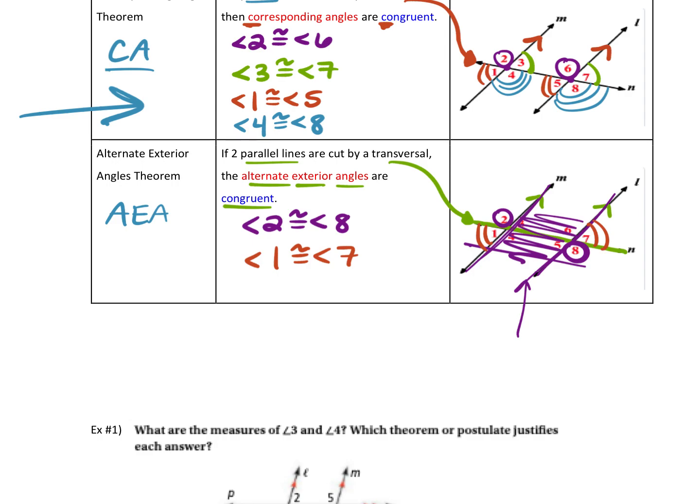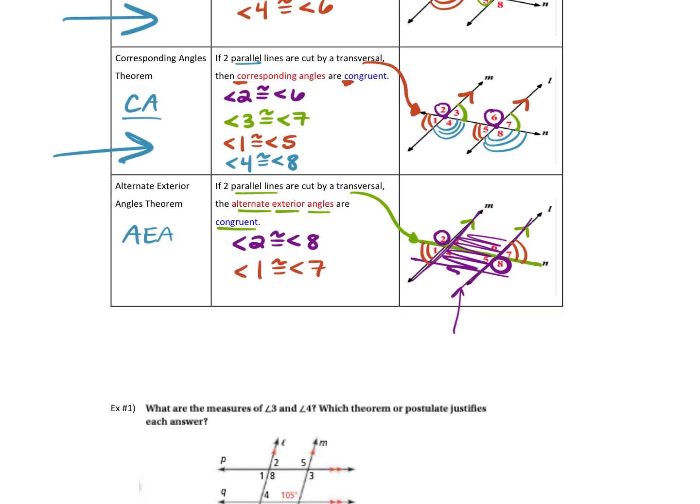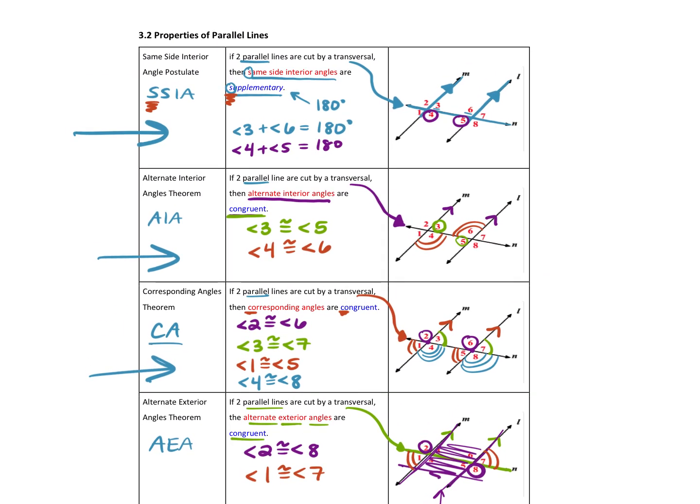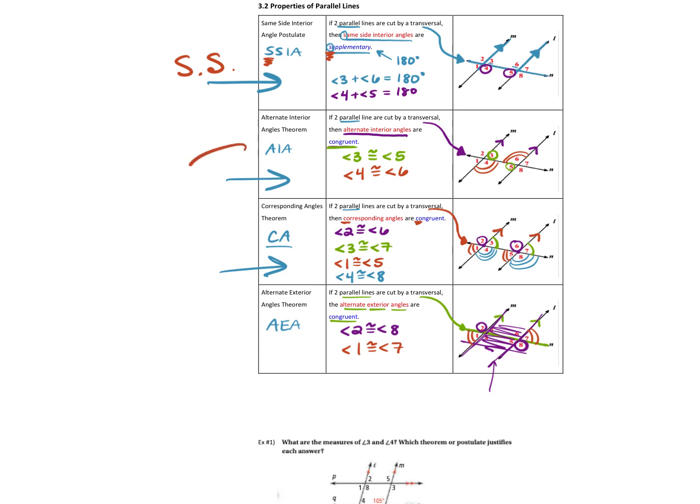Okay, so those are the 4 postulates and theorems that you're going to work with the most in this section. Just remember, same sides are supplementary. All the rest of them, all 3 of these are congruent. Okay, so these ones are supplementary. The other 3 will be congruent to each other.